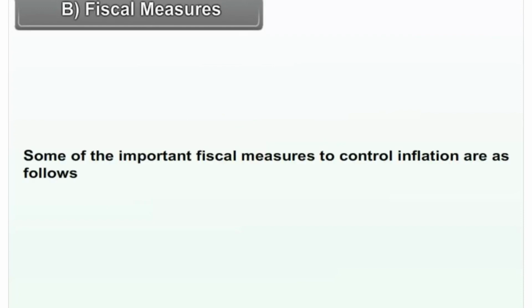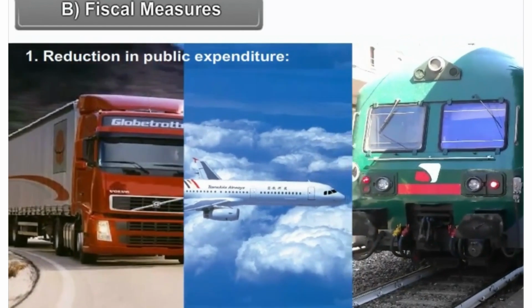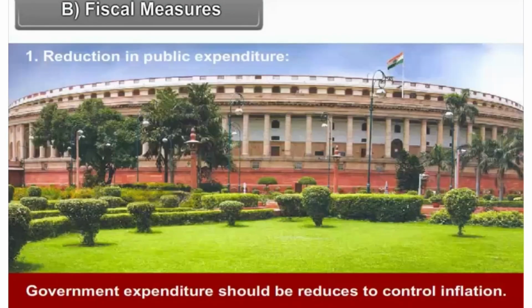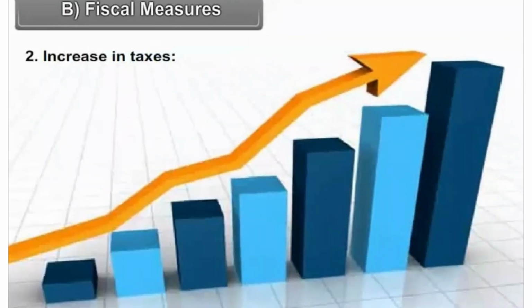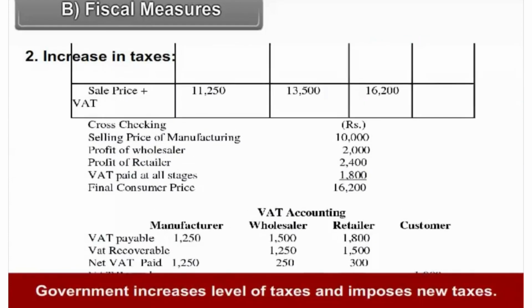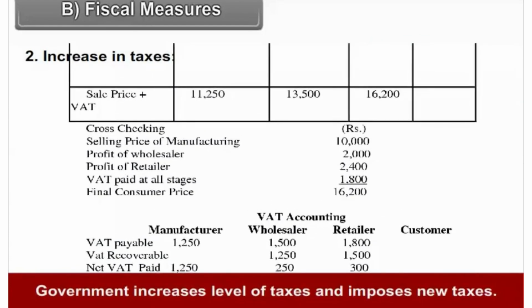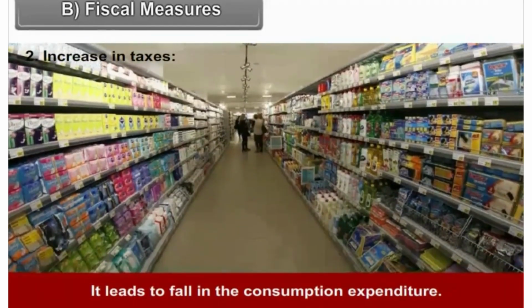B. Fiscal measures. Some of the important fiscal measures to control inflation are as follows. 1. Reduction in public expenditure. Government expenditure should be reduced to control inflation. 2. Increase in taxes. Government increases the level of taxes and imposes new taxes. It leads to a fall in consumption expenditure.